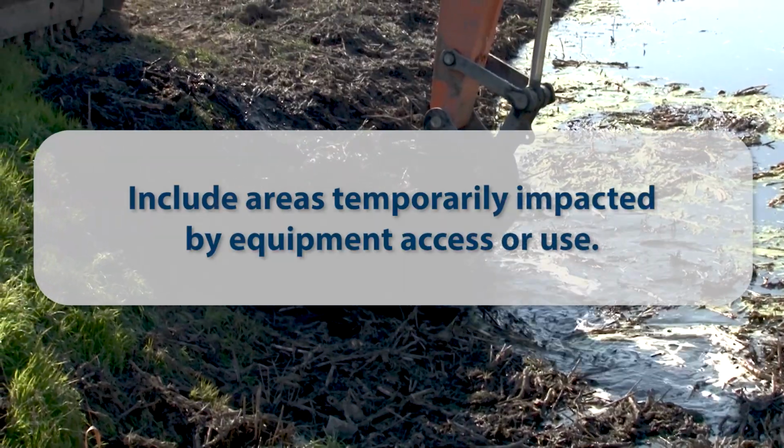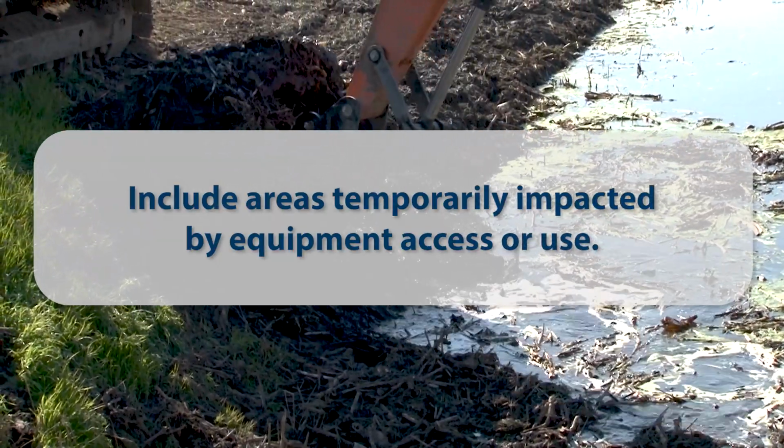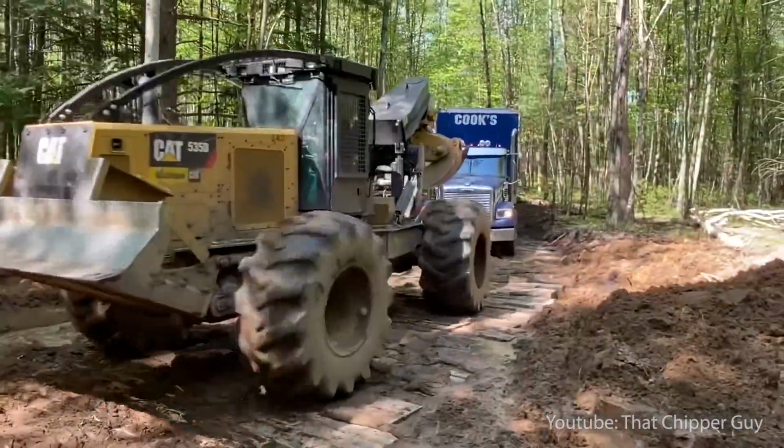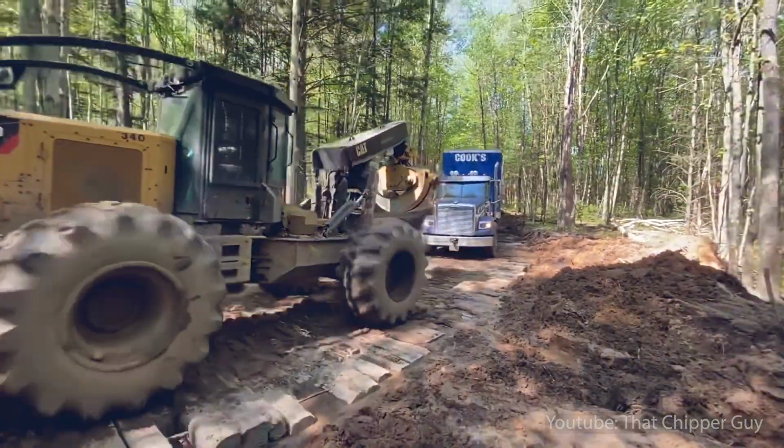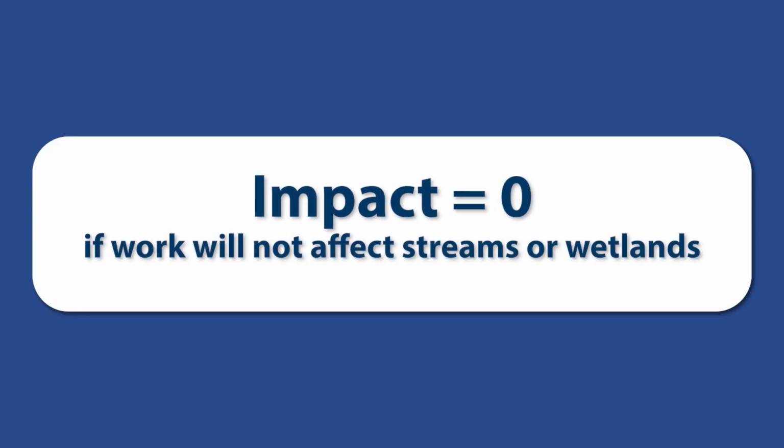Include areas temporarily impacted by equipment access or use, such as timber matting or staging areas. If you answer that there are no stream and no wetland impacts, then your measured impacts for streams and wetlands would be answered as 0.